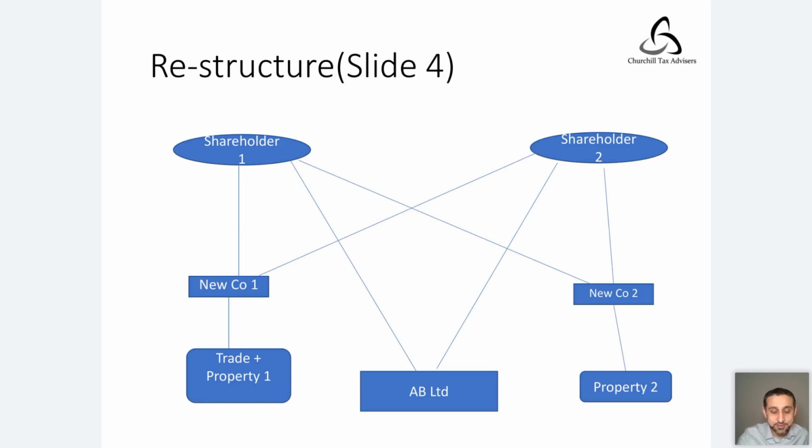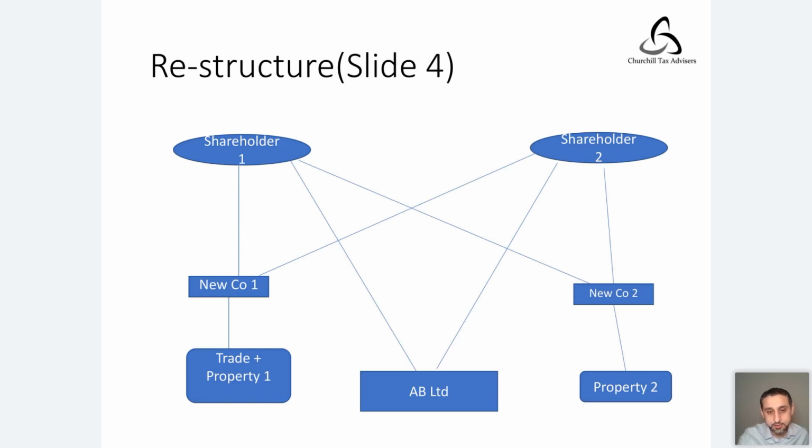So what we have now is, we restructure once again, and now we've got A and B is just owned by shareholders 1 and 2, but it has no assets. But we do a reconstruction in such a way that shareholders 1 and 2 own new Co 1. So we do a share for share exchange here, and the trade and the warehouse is owned by new company 1, and the same structure for new company 2. So shareholder 1 and shareholder 2 own it, and the property, the investment business, is owned by new Co 2, and the original company that was AB Limited is still owned, but it becomes dormant.